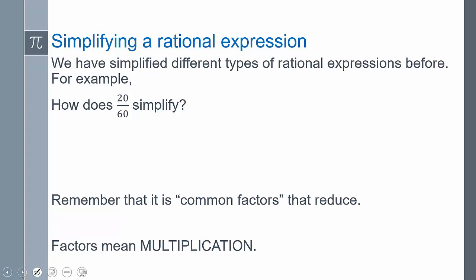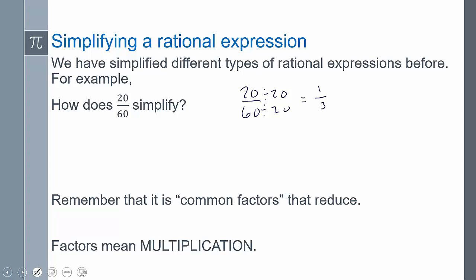Now, you've simplified fractions before. Those are rational expressions. But one thing that we kind of have to remove is this shortcut that's been taught to us, right? This 20 over 60, how does that simplify? Well, we're used to thinking to ourselves, oh, whatever it is, you just divide the top and the bottom by it, and then you're going to get your answer. But the reality is that there are factors within 20 and within 60, and it's those common factors that reduce.